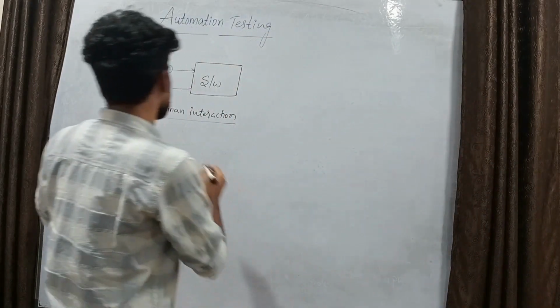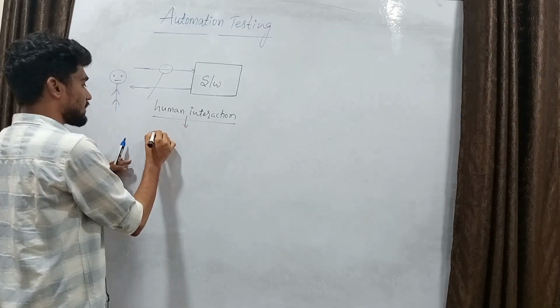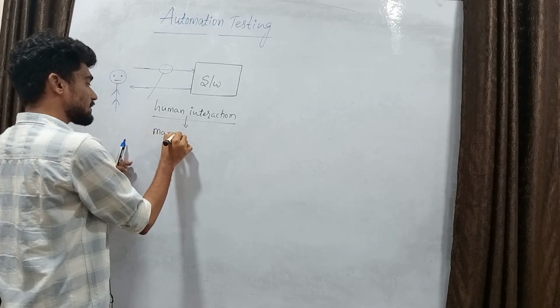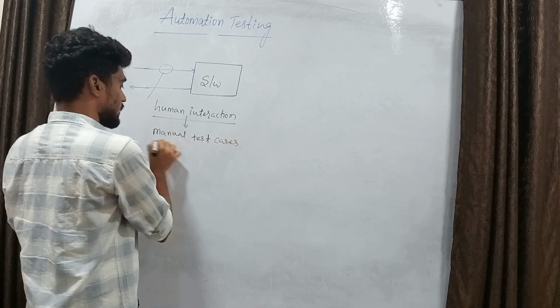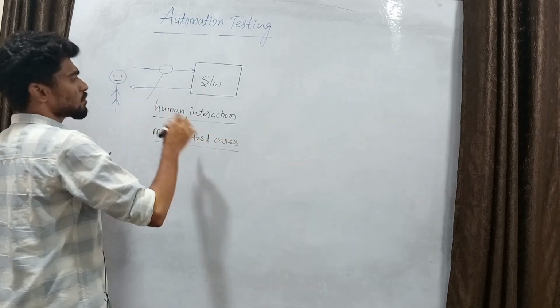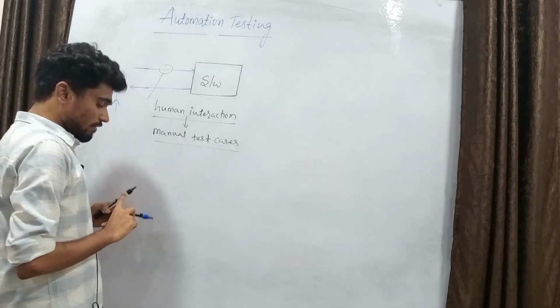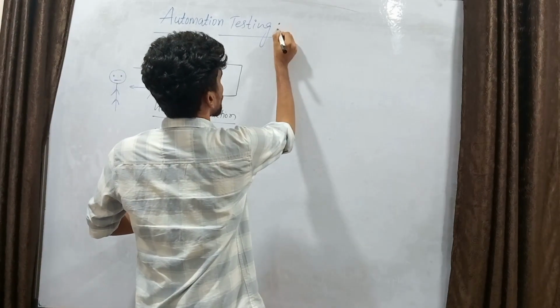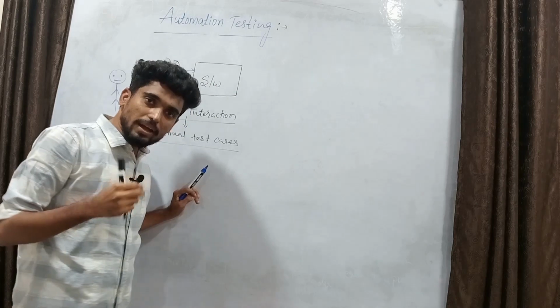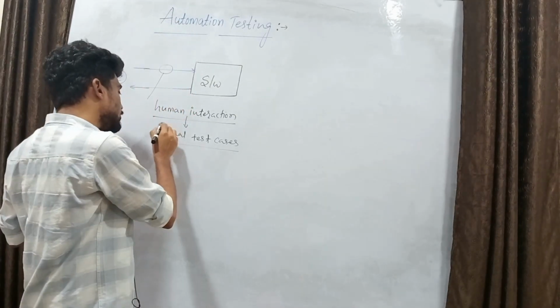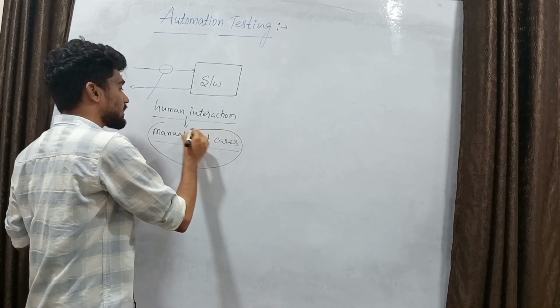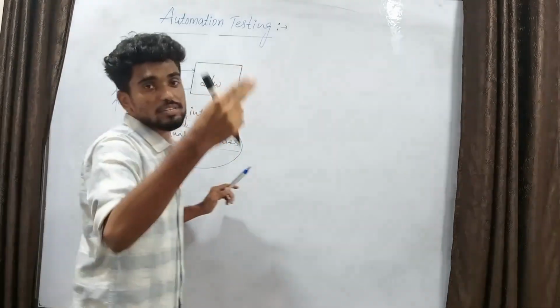So human interaction in the sense what? Boss, we can write the manual test cases here. Okay, so this is about the manual testing. But what is our theme here? Our theme is automation testing. So what is meant by automation testing then? Automation testing in the sense we need to convert these manual test cases into automation scripts.